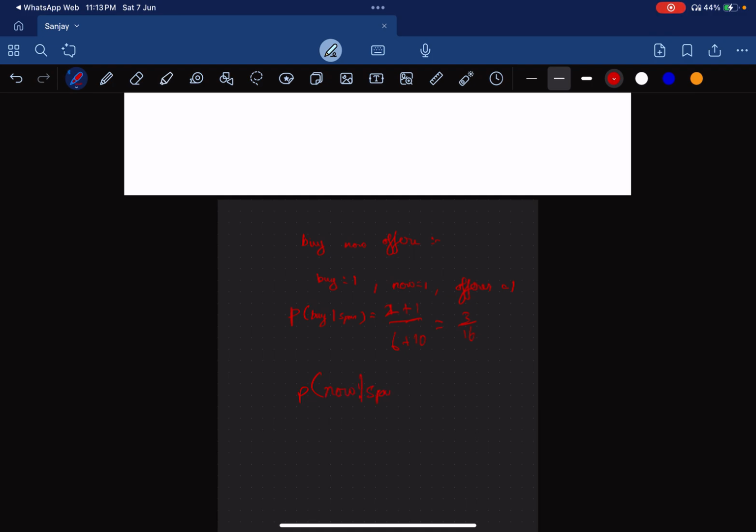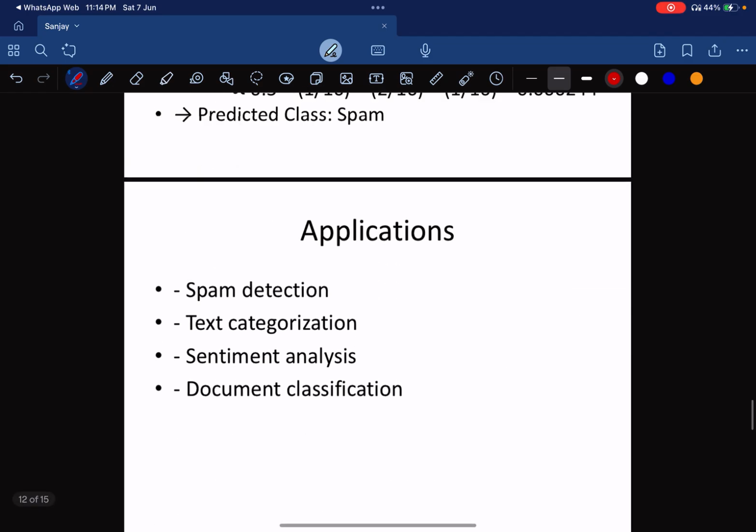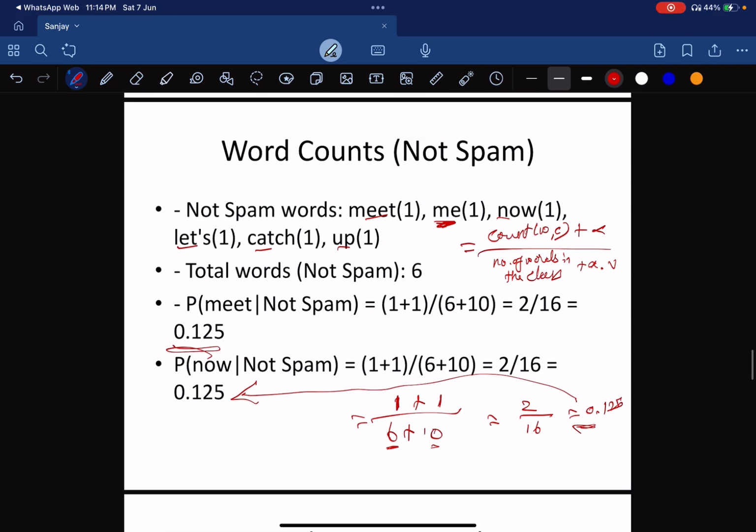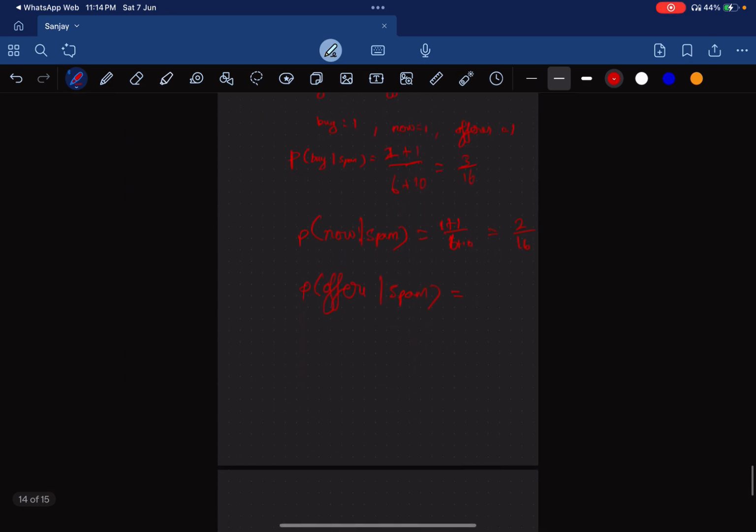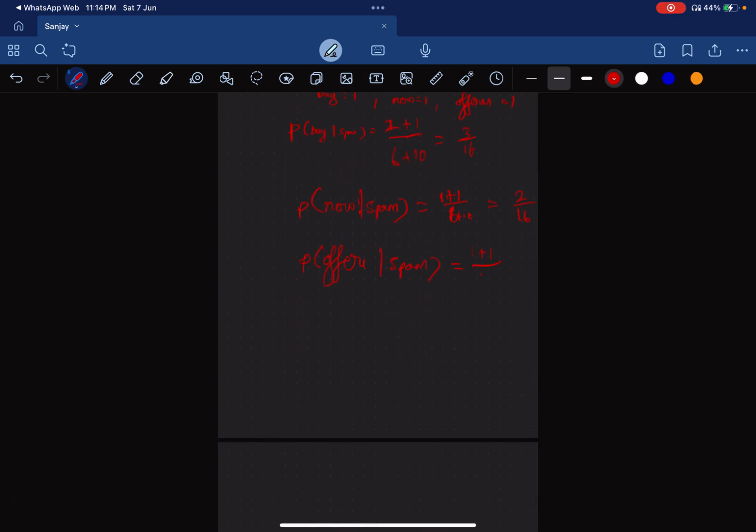Next, P of "now" given spam. Here also "now" occurs only one time in the spam class, so that is 1 plus 1 divided by 6 plus 10, that is 2 by 16. And P of "offer" given spam: the word "offer" occurs one time, right? So 1 plus 1 divided by 6 plus 10, which is also 2 by 16. These are the probabilities of each input.